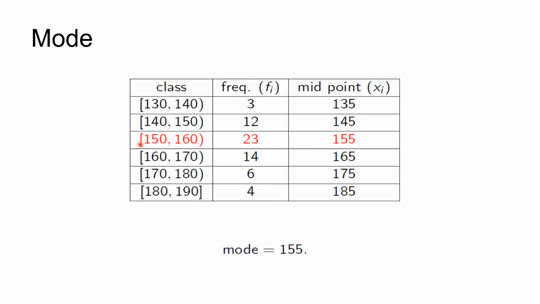And the mode here, because this is given in classes, will be the modal class, 150 to 160. The midpoint of this modal class will actually be the mode of the data. So the midpoint is 150 plus 160 divided by 2, which is 155. So this will be the mode of the group data.